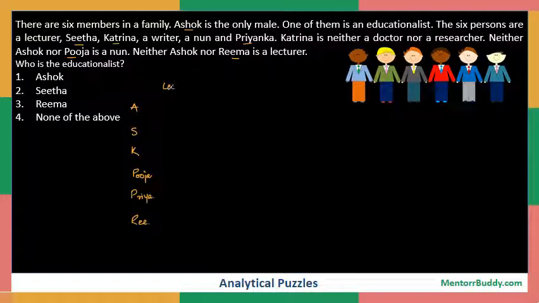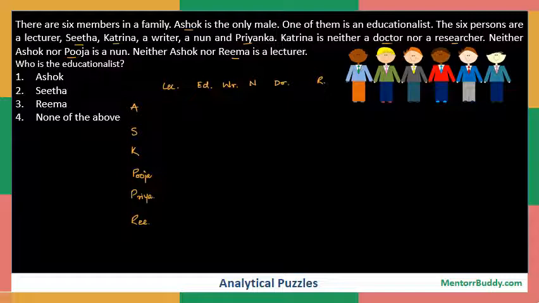So lecturer is one, the other one is educationist, the third one is a writer, the fourth one can be a nun, the fifth one can be, if we look at the professions once again, yeah, doctor and researcher. So these are the professions. Now let's read what is given in the question.